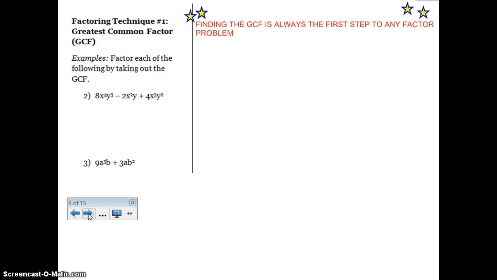Now I'm going to show you also some tips you can use. So factoring technique number one that we're going to use, greatest common factor, often referred to as GCF. Okay, GCF stands for greatest common factor.